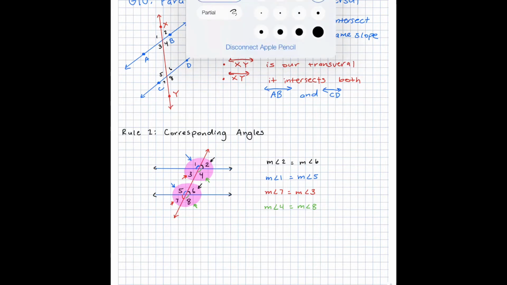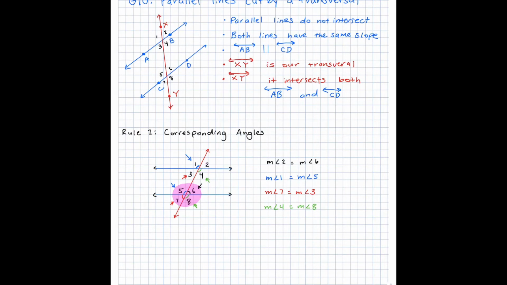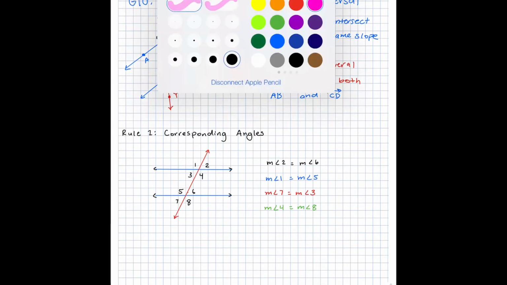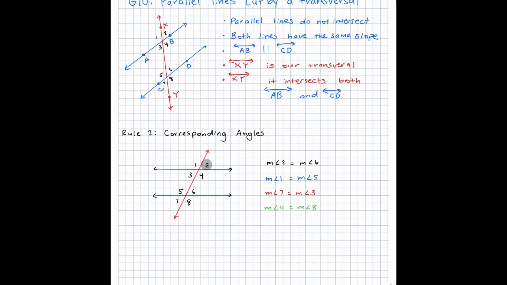So, let me highlight all of these things for us, just so we could see it a lot easier. Alright, so measure of angle 2 matches up with angle 6. Measure of angle 1 matches up with angle 5. Measure of angle 7 matches up with measure of angle 3. And measure of angle 4 matches up with measure of angle 8.